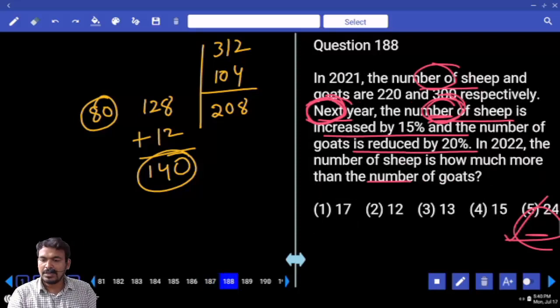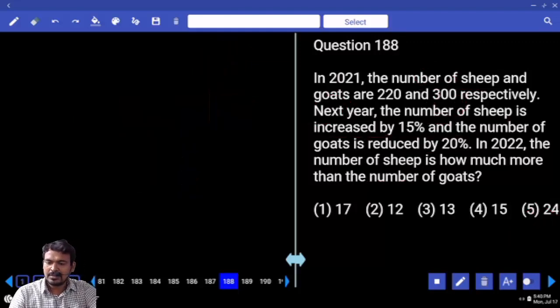Next question number 188. In 2021, the number of sheep and goats are 220 and 300 respectively. Next year, the number of sheep is increased by 15% and the number of goats is reduced by 20%. In 2022, the number of sheep is how much more than the number of goats?